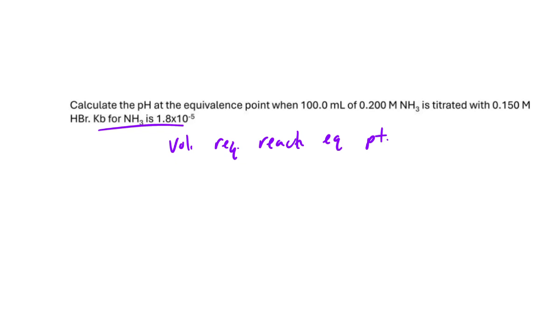I should also tell you that this is multi-step, okay? And we're not gonna ask you a question with so many parts in it on the exam, but each of these parts is totally legit. You could see one of these parts in the exam. So the first thing to figure out is the volume required to reach the equivalence point. And so we need to write out our reaction that's gonna take place when we add the strong acid to the ammonia.